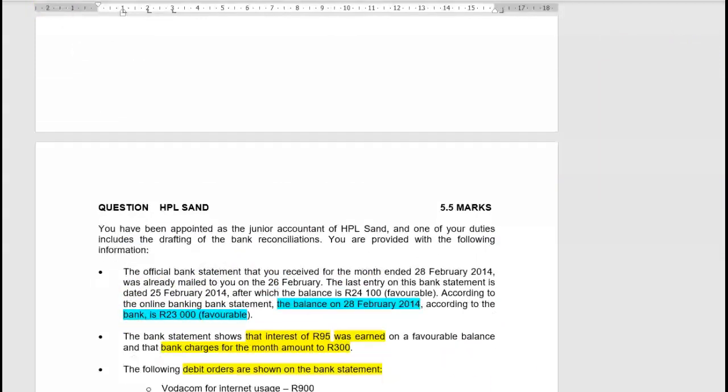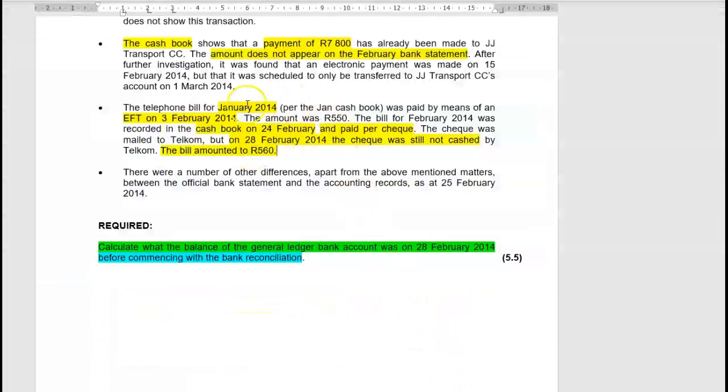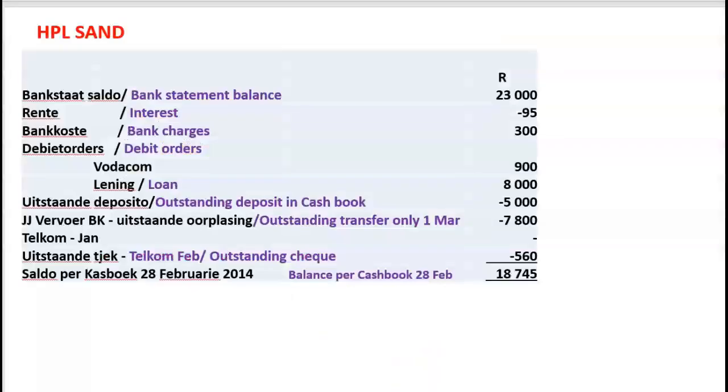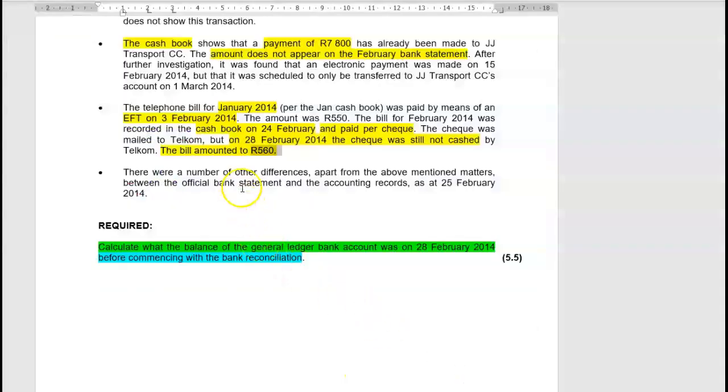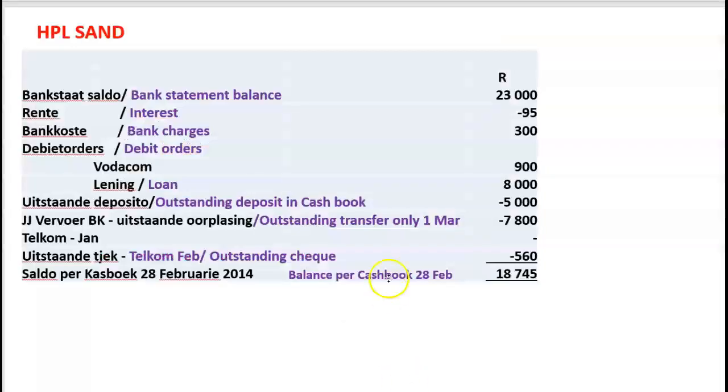Now, if we want to work from the bank statement balance to a balance which was reflected in the cash book, we will now have to deduct that, not the 7,800, that is the previous one, the 560 Rand from our bank statement balance as if it was presented for payment as well. So there's the outstanding check to Telkom, 560 Rand. If that really goes through the bank account, my bank statement balance would have been 560 Rand less. And that's the end of the story. There were a number of other differences as of 25 February, but we are working on the 28th of February, so we have probably identified a number of them already.